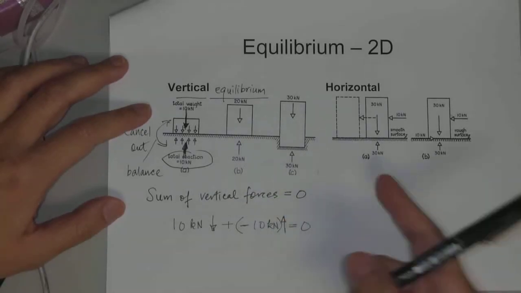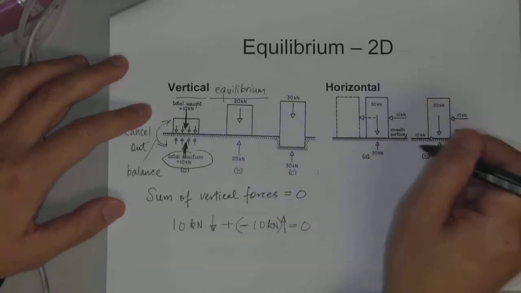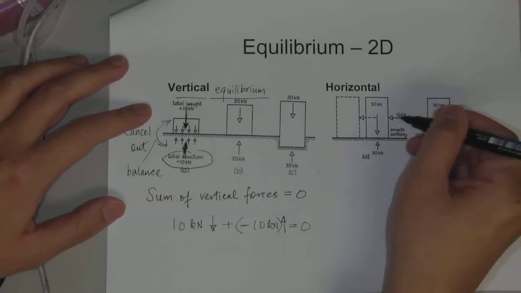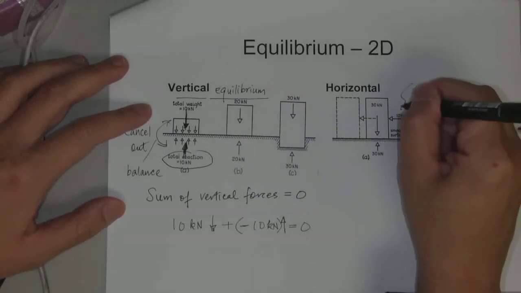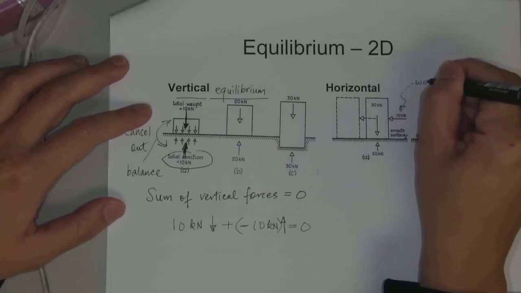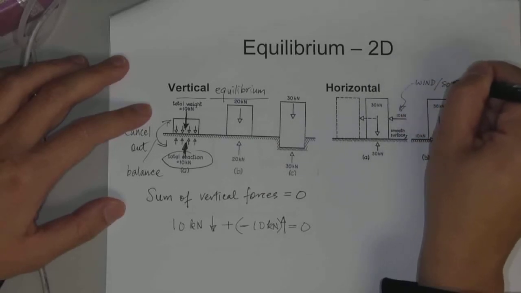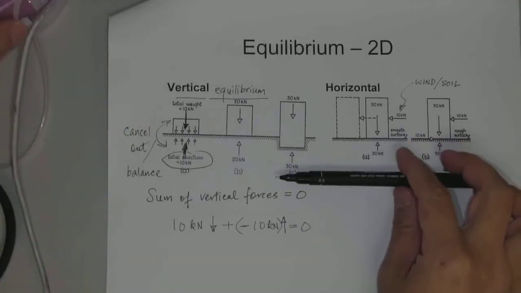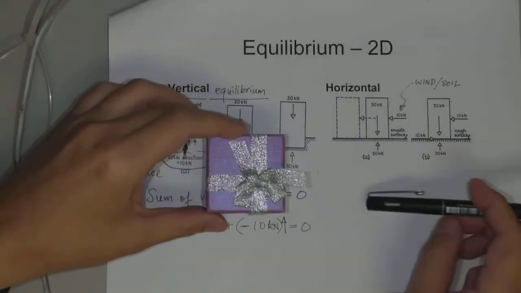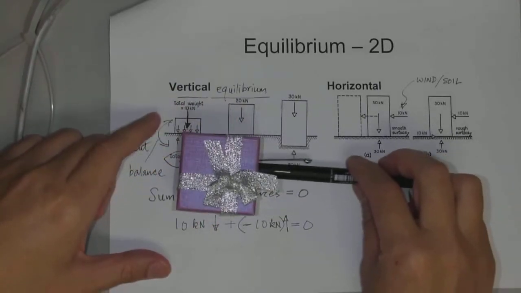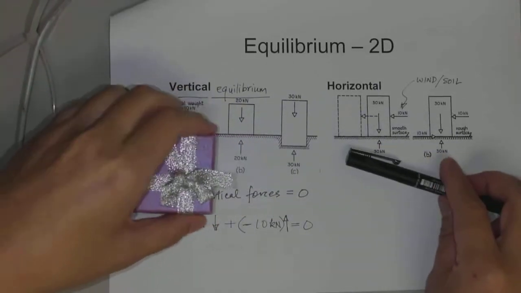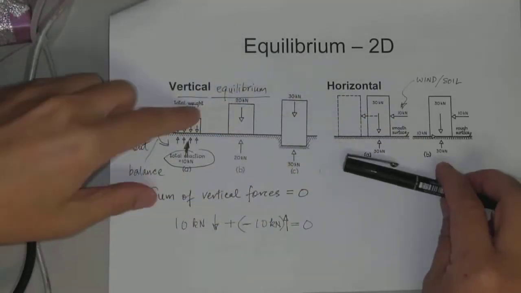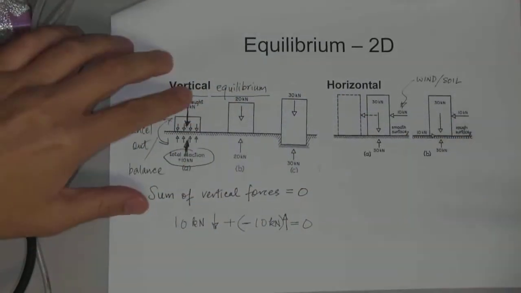Same concept in the horizontal direction. There is the same building and you have some wind load, soil load, whatever in the horizontal direction. Let's say this is wind or soil, trying to push your building, your object, your box. And there must be something in the opposite direction, pushing backwards, so that they balance.